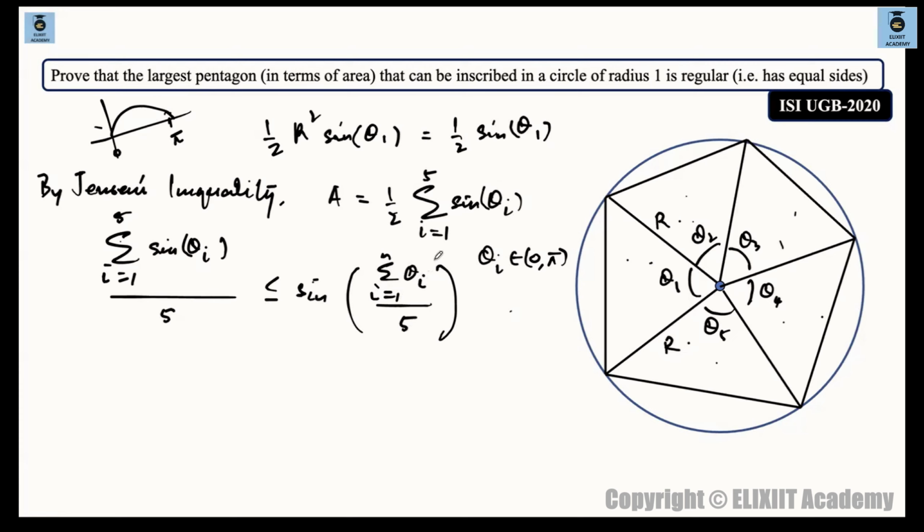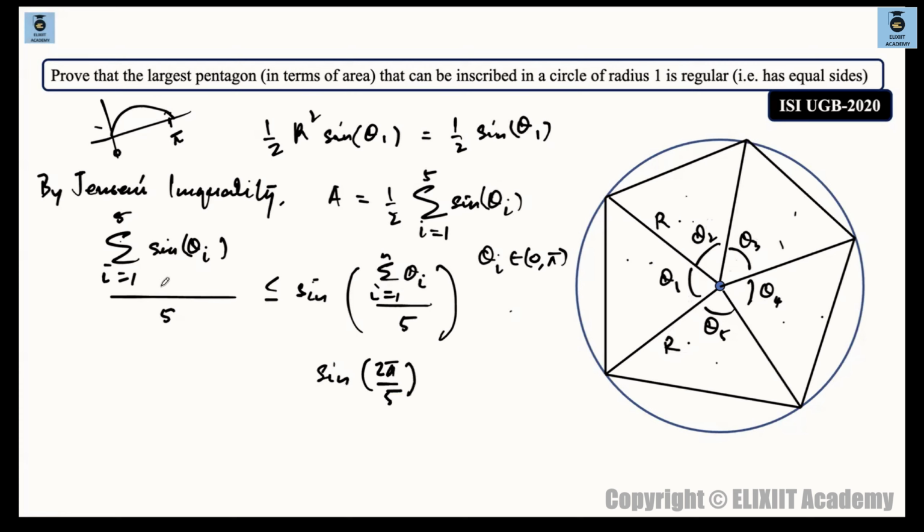Why did I simply use Jensen's over here? Because sin of summation i is equal to 1 to n theta i, ये तो हमें मालूम है. Summation theta i is known to us. अरे summation theta i माने ये जो total summation of all these, माने theta 1 plus theta 2 plus theta 3 plus theta 4 plus theta 5, which is 360 degrees. मतलब ये हो जाएगा summation sin of 2 pi by 5. This will become sin of 2 pi by 5.